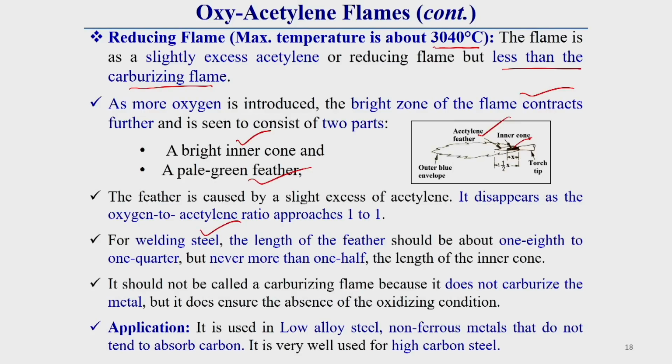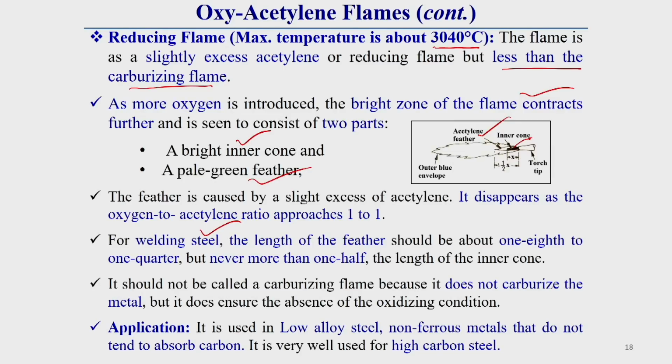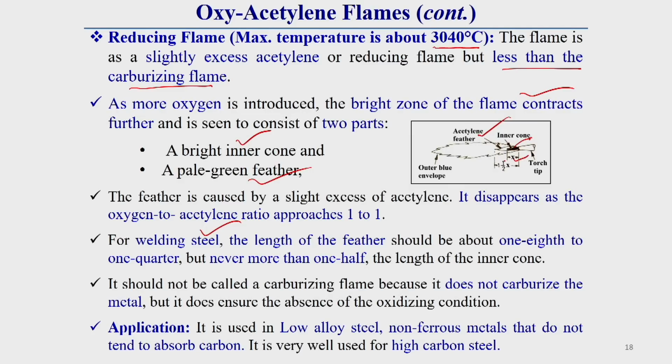For welding steel, one thing you should keep in mind is that by looking at the feather size we can generate the required atmosphere for steel welding. How? Generally, for welding steel, the length of the feather should be about 1/8 to 1/4, but never exceed 1/2 the length of the inner cone. If the inner cone size is x, then this acetylene feather size should not be more than 1/2 of x, because once it is more than that, it will not be suitable for steel welding.